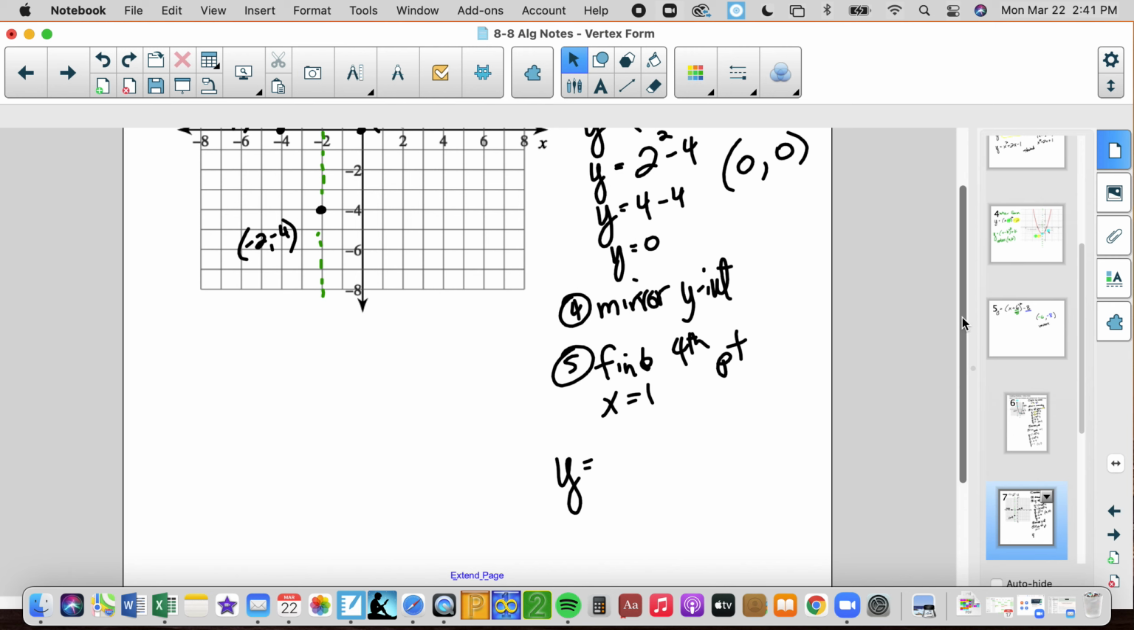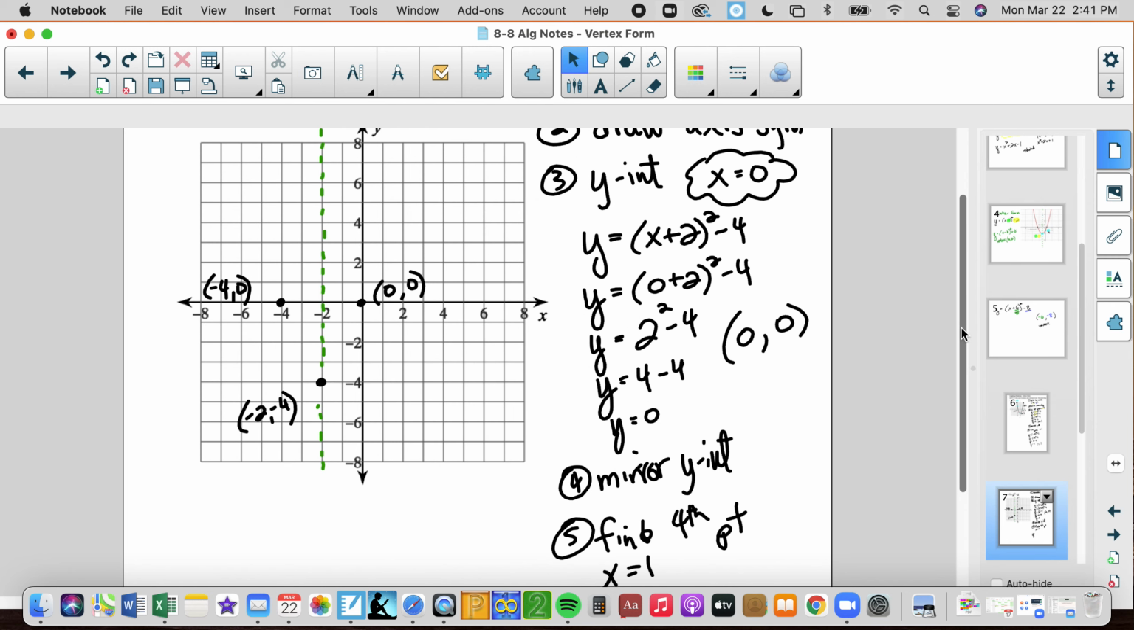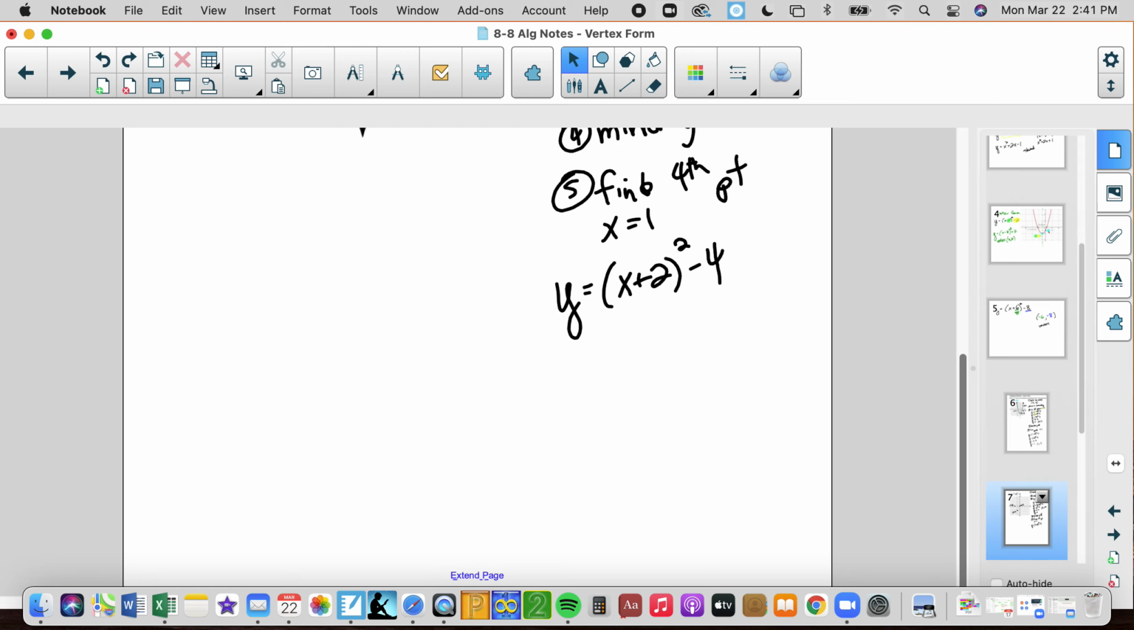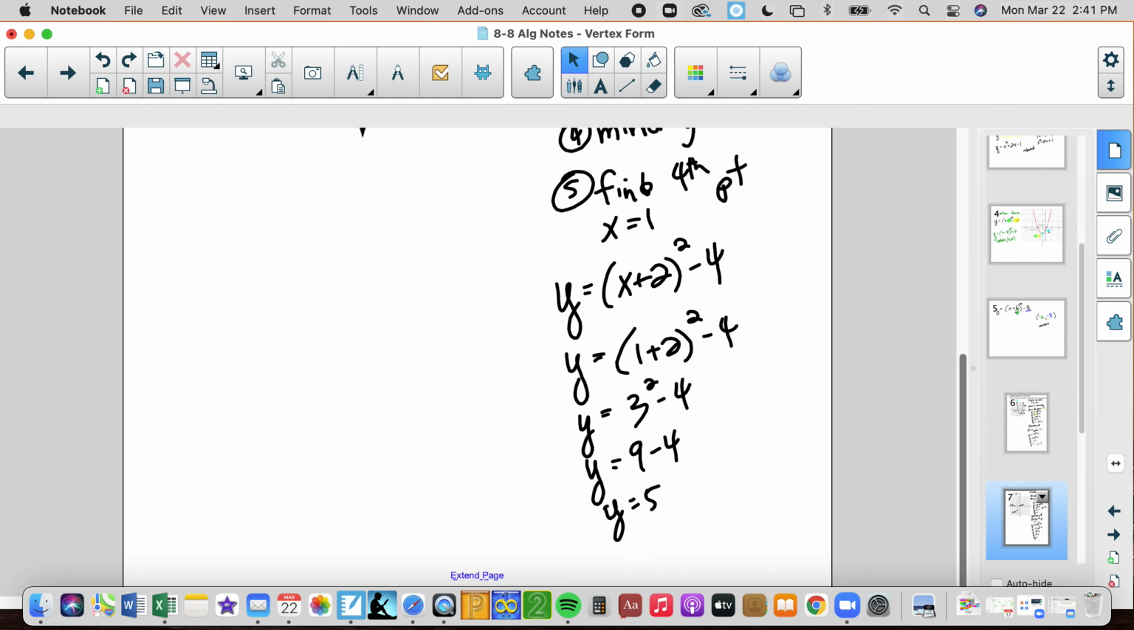The equation, again, is y equals x plus 2 squared minus 4. So when we plug in a 1, we get y equals the quantity of 1 plus 2 quantity squared minus 4. 1 plus 2 is 3. 3 squared is 9. And we get y equals 5. So when I plugged in 1, I got 5. That is going to be my fourth point.